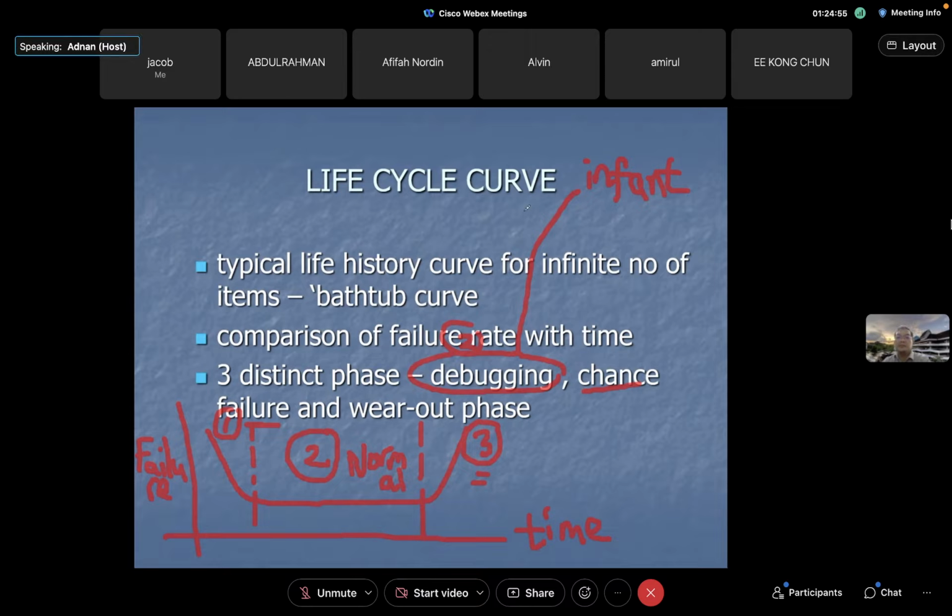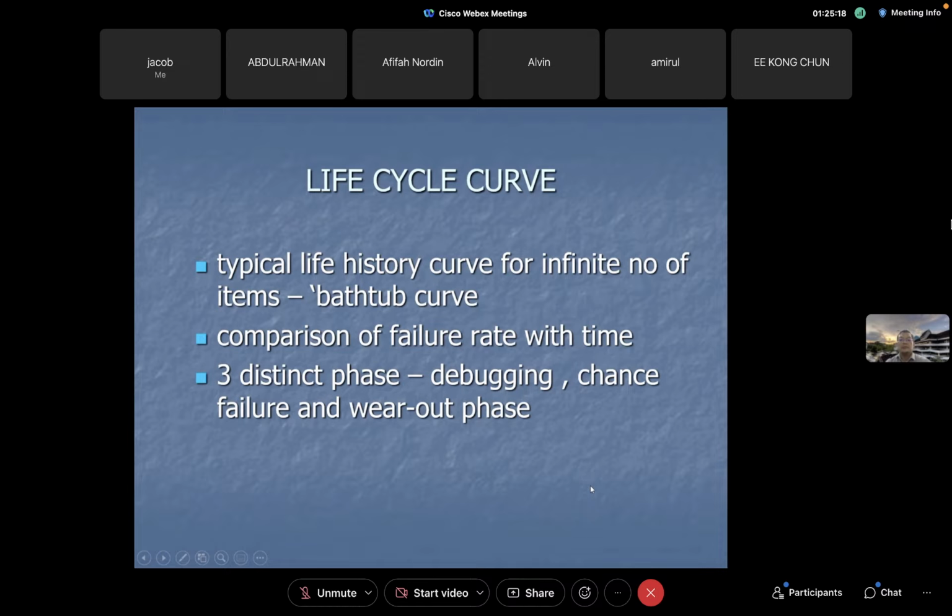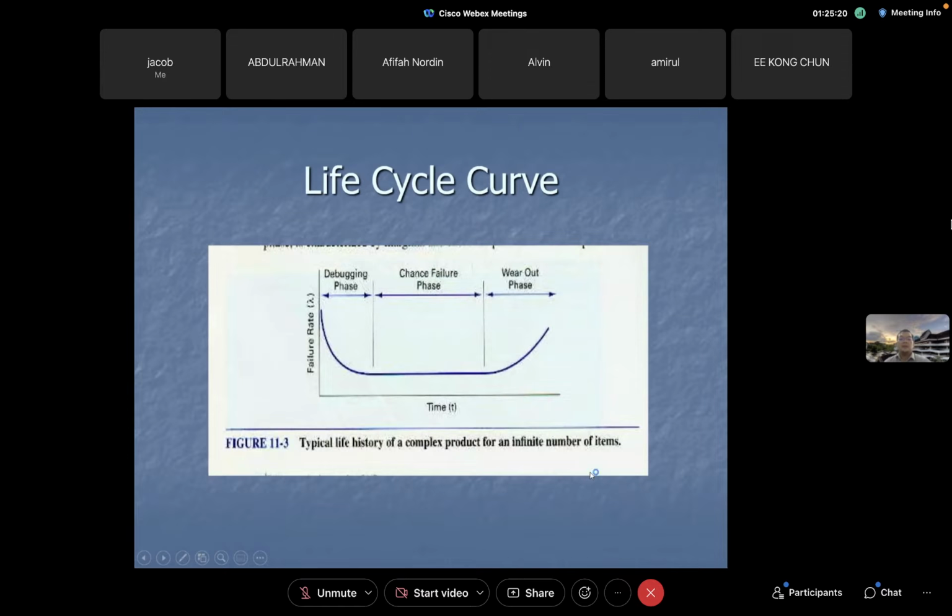So for many engineering products, especially for those who are working in maintenance, you are dealing with phase 3. When you are working in the design or development department, you are dealing with phase 1. When you are operating, you are dealing with phase 2, which is the normal operating stage. So this is the same graph: debugging phase, chance failure phase, and worn out phase. We need to know what strategy to use at different phases.